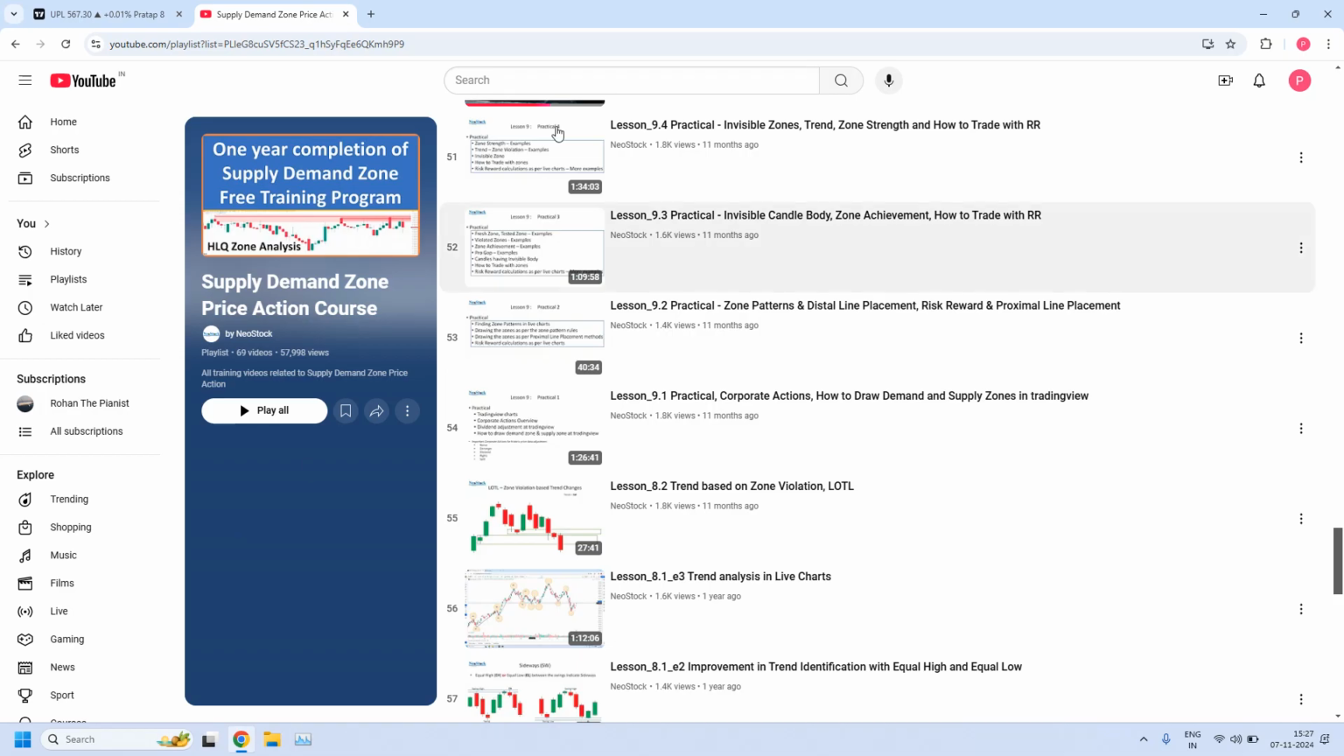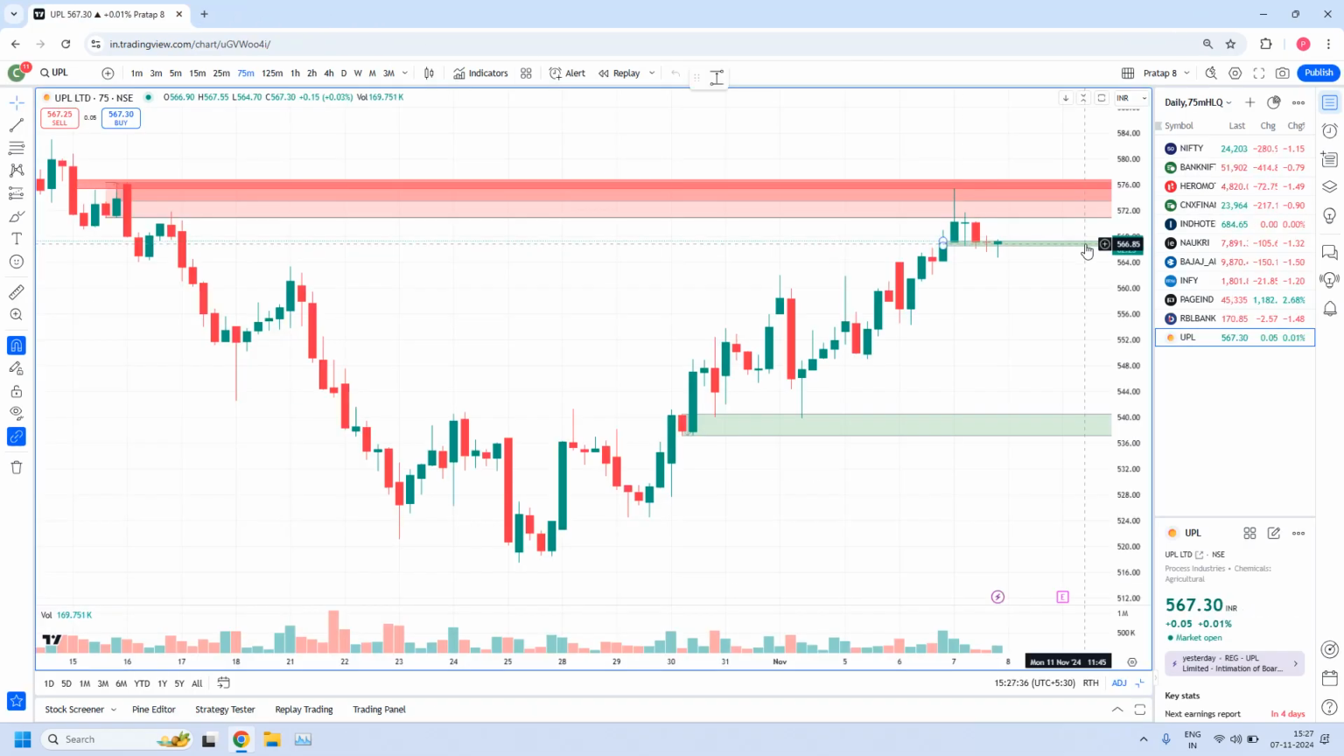Now let's get into the analysis discussion. In yesterday's end of the day report, we identified 9 high liquidity zones from daily and 75 minutes time frames. We got a good number of trades executed today.